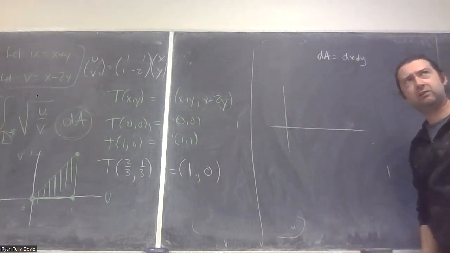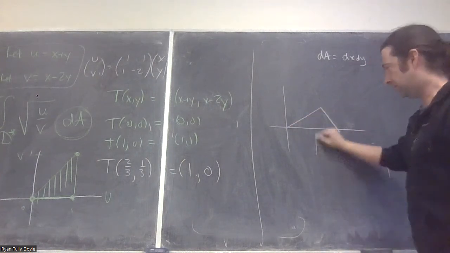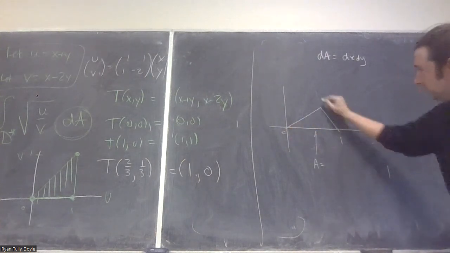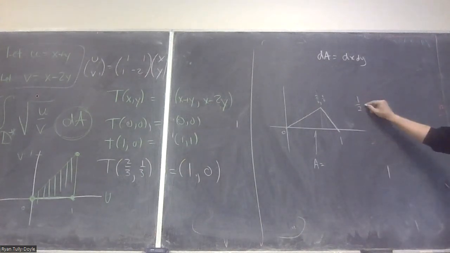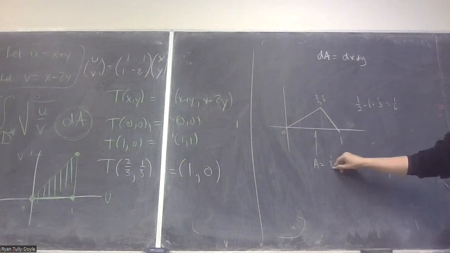In the xy case, we had a transformation that did what to area? Well, here we had a triangle that had area what? What's the area of this? This was 0, 1, 2/3, 1/3. What is the area of that triangle? One half times base times height. 1/2 times base times height. 1/3, 1/3, 2/3, which is 1/6. Is that okay? The area of the original domain was 1/6.